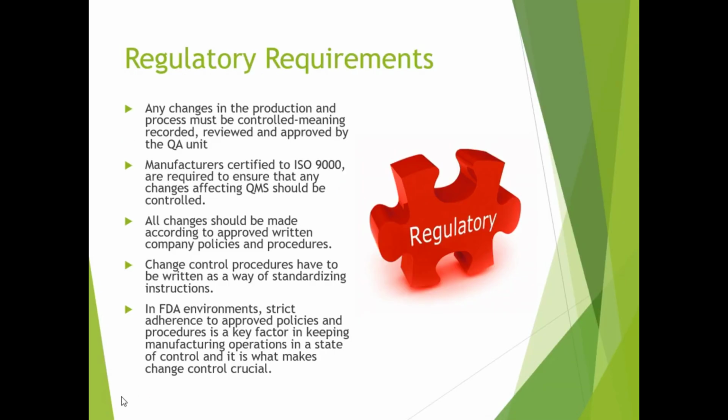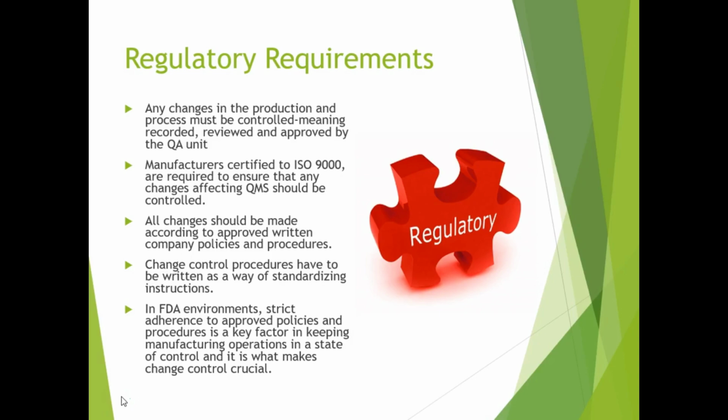So some of the regulations around change controls are: any changes in the production and process must be controlled, meaning they must be recorded, reviewed and approved by the QA unit. And all changes have to be proactive, so you need to get change approval before you make any changes to your system. Manufacturers certified to ISO 9000 are required to ensure that any changes affecting quality management systems, including product requirements, product design or developmental changes, should be controlled.